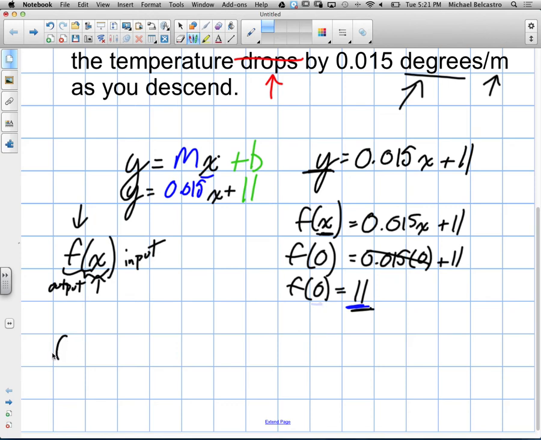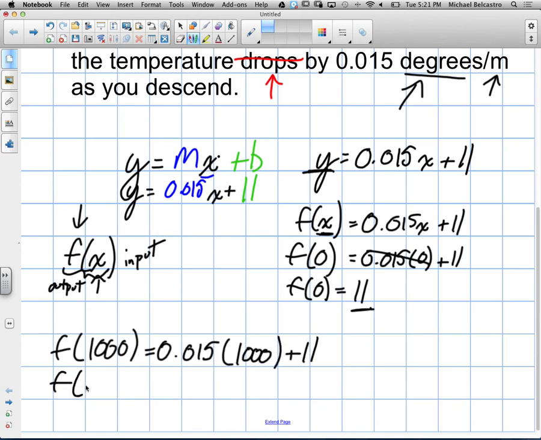So for instance, let's say we look at f at 1,000. We want to go a kilometer into the ground. Well, we know that our function is 0.015, and we would replace x with 1,000, plus 11. So f at 1,000, we plug the value of 1,000 in, we move this over 1, 2, 3 times, it becomes 15 plus 11. So the temperature when we go 1,000 meters deep is 26 degrees.